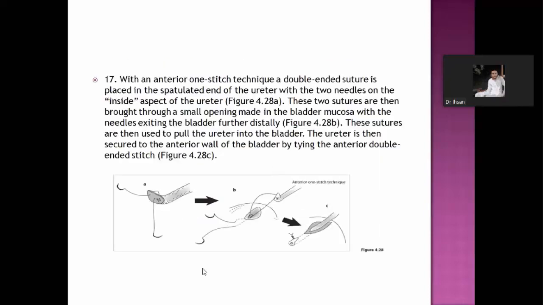17th step. With the interior one stitch technique, a double-ended suture is placed in the spatulated end of the ureter with the two needles on the inside aspect of the ureter. These two sutures are then brought through the small opening made in the bladder mucosa, with the needles exiting the bladder further distally. These sutures are then used to pull the ureter into the bladder. The ureter is then secured to the interior wall of the bladder by tying the interior double stitch.